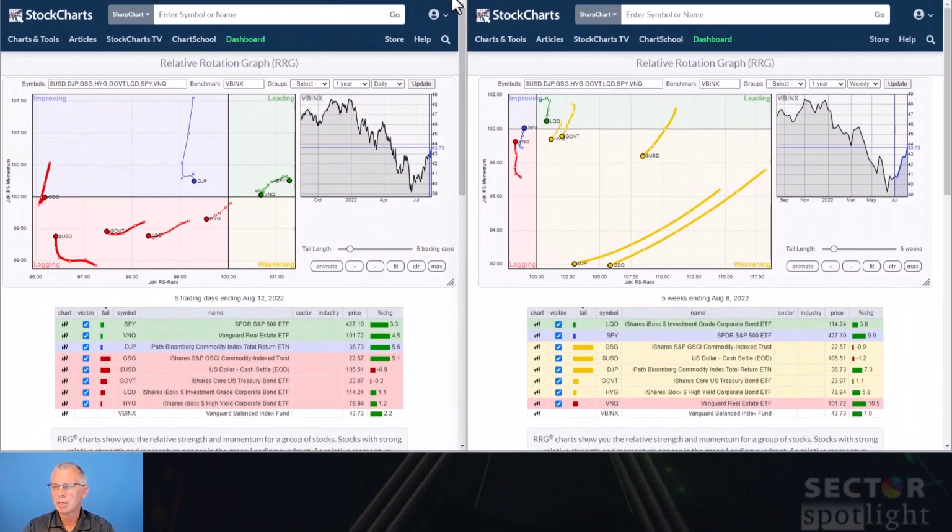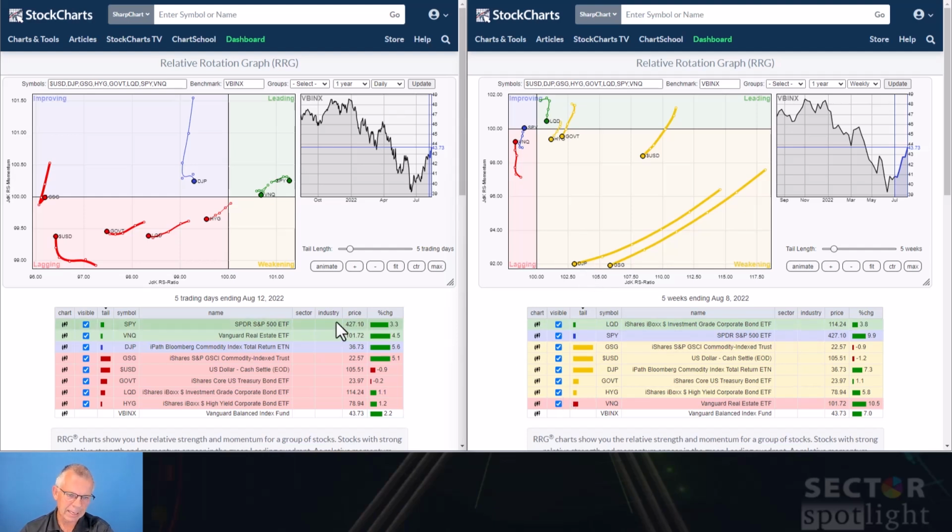Last week we had a very extensive overview of all the sectors and not so much about asset classes. So for this week I'm starting again with the asset classes and try to give a quick overview of what's going on there. On the right hand side we have the weekly RRG, which still has DJP and GSG, the commodity tails, rapidly moving towards lagging. They are continuing lower. They're continuing to lose relative strength at a rapid pace. Look at those long tails.